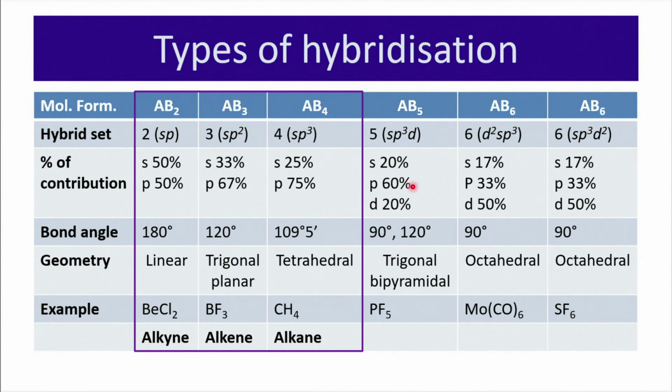Many other inorganic compounds can also be explained by the hybridization concept. sp3d hybridization can be used to explain trigonal bipyramidal structures like PF5 molecules. In the case of octahedral complexes like molybdenum hexacarbonyl, we have d2sp3 hybridization, and for SF6 we have sp3d2 hybridization. So these are various types of hybridization which are available to explain the different geometries of molecules.